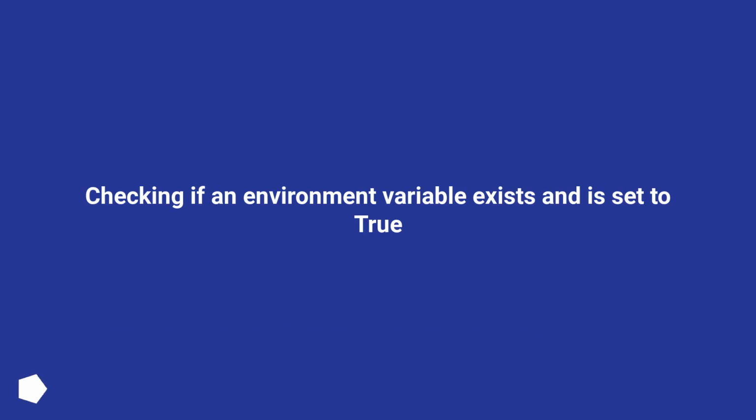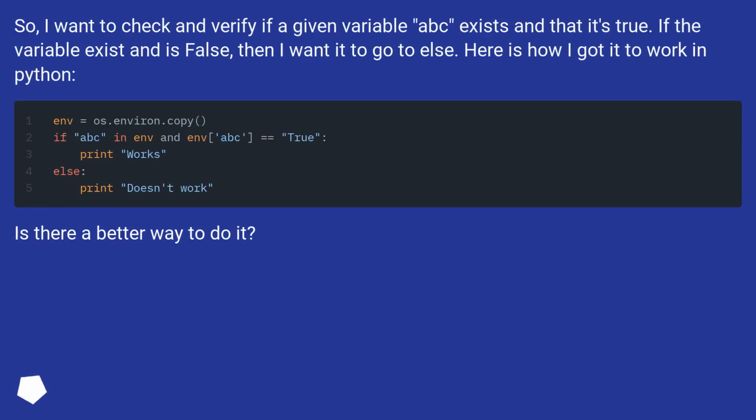Checking if an environment variable exists and is set to true. So, I want to check and verify if a given variable ABC exists and that it's true. If the variable exists and is false, then I want it to go to else. Here is how I got it to work in Python. Is there a better way to do it?